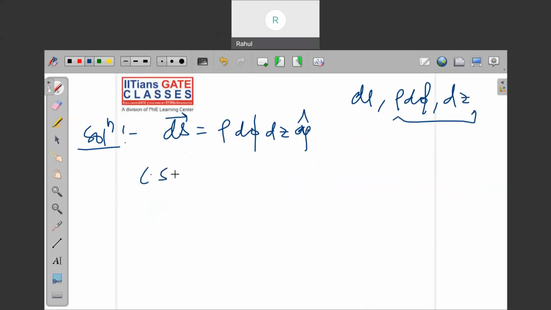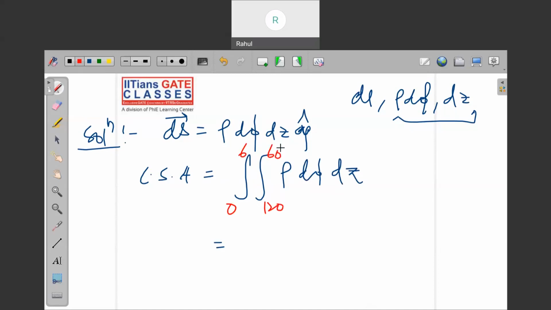So CSA, that is curved surface area, will be the double integral of ds, right? What is ds here? You can say rho d phi dz. Height should vary from 0 to 6, and your phi is varying from 120 to 60 degree, right? And what is rho here? Rho is given as 3, so you can say this is 3.